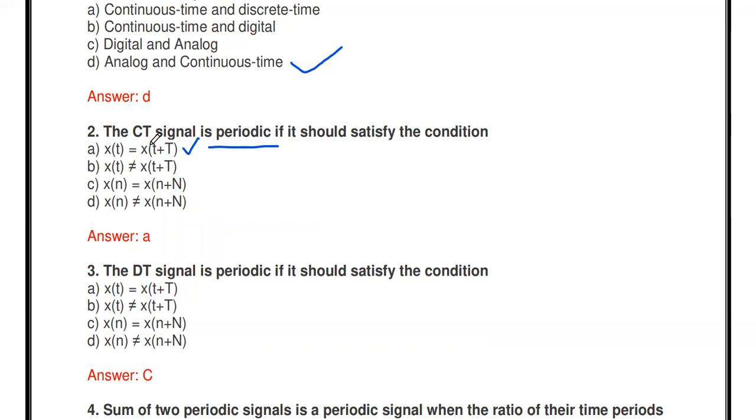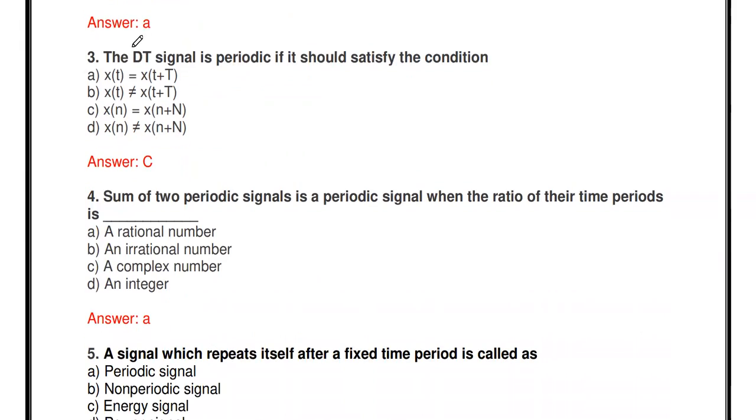x of t equal to x of t plus T means after the time duration, that is the time period, we again get the same waveform. This is the condition to check that it is periodic. The second condition, x of t not equal to x of t plus T, is the condition for non-periodic. Then x of n equal to x of n plus N is the periodic condition for a discrete time signal, and the non-equality is the non-periodicity condition for a discrete time signal. So here the question is about a CT signal, a continuous time signal, being periodic. The first is the answer.